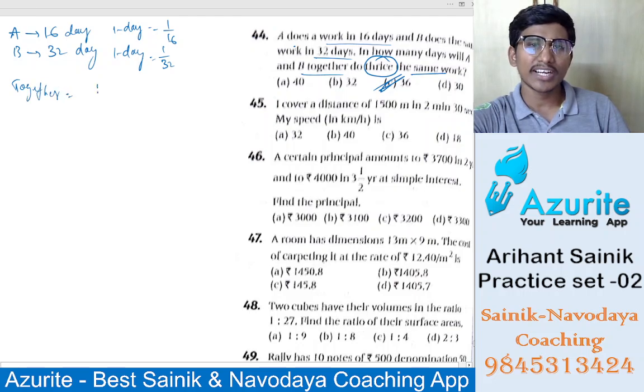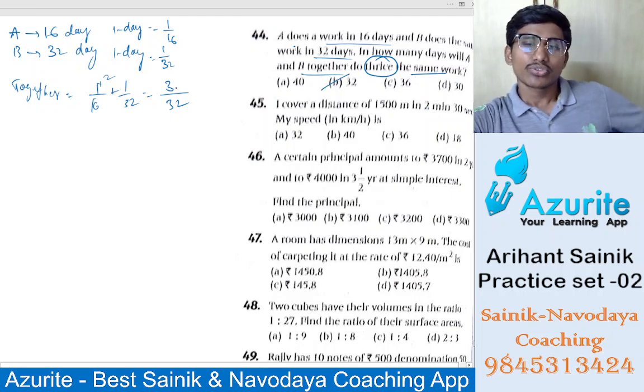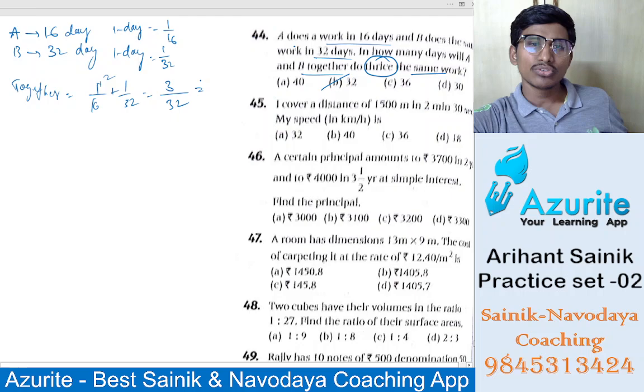Together means you have to add 1 by 16 plus 1 by 32. 32 will be the LCM, so 2 we have to multiply. So 32 into 3. Okay, 32 will be the answer, not 36. Sorry. So 3 by 32.